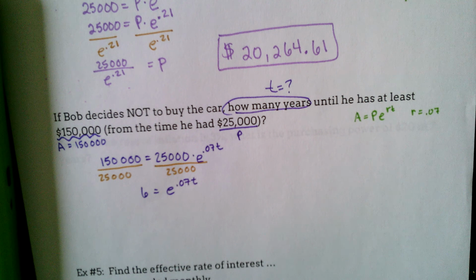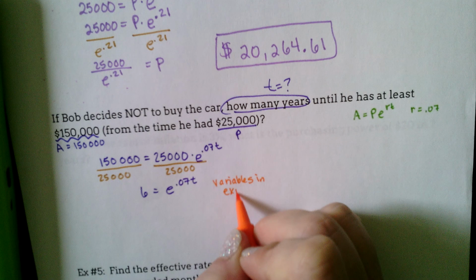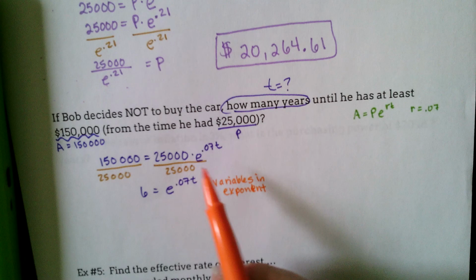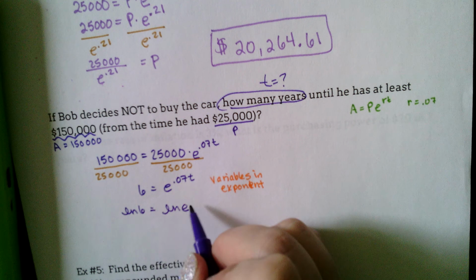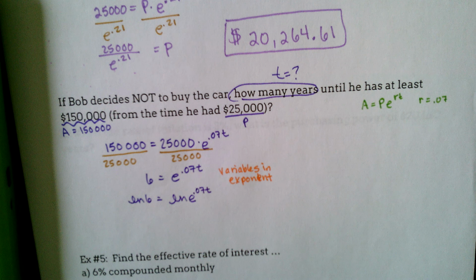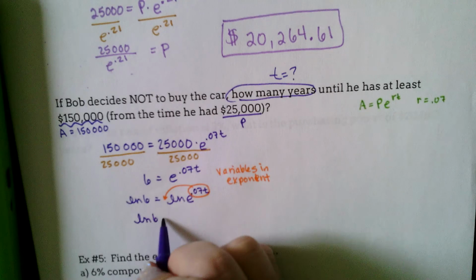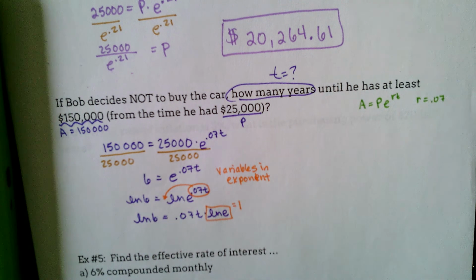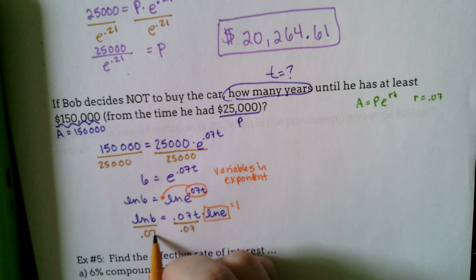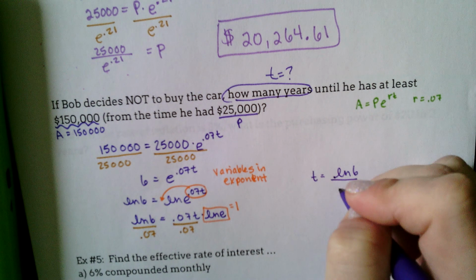And this is a variables in exponent problem. Variables in exponent. So we want to isolate the base, which we just did by dividing by 25,000. Then we are going to take the natural log of both sides. So natural log of 6 equals natural log of e to the 0.07t. And the reason why we take the natural log of both sides is so we can bring that exponent down in front. So then we have natural log of 6 equals 0.07t times natural log of e. But remember that natural log of e is 1. So then to solve for t, we can divide both sides by 0.07. So the exact value for t is natural log of 6 divided by 0.07.